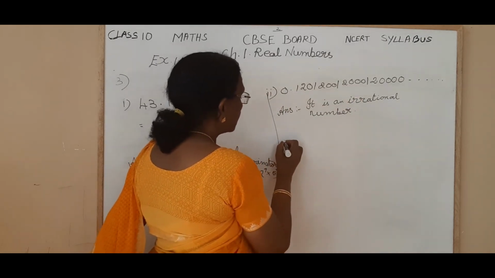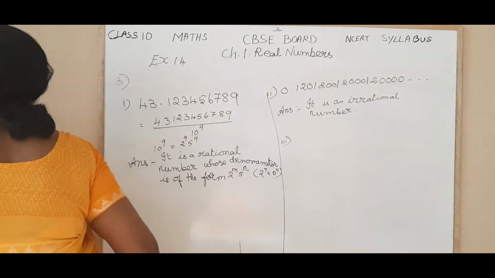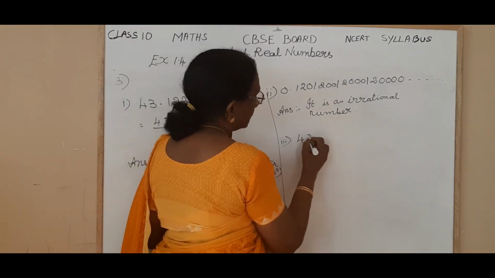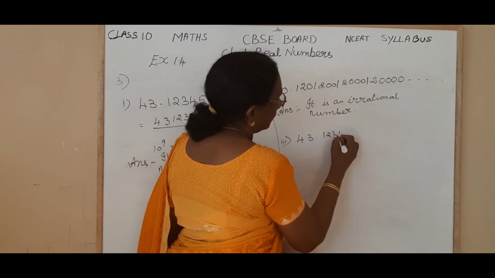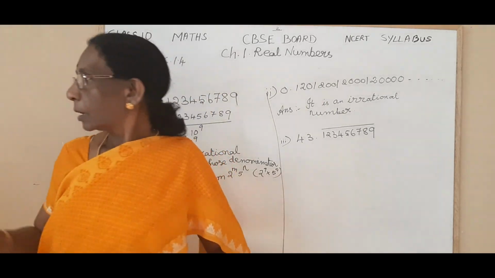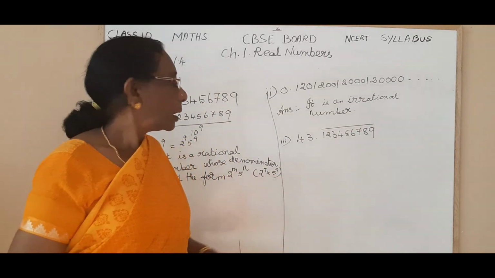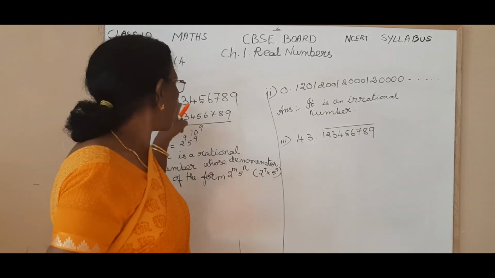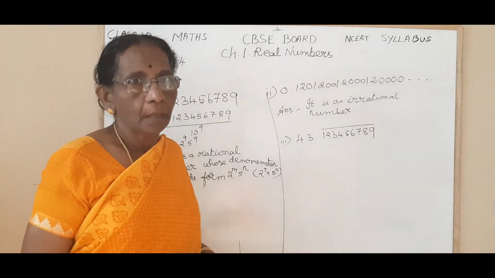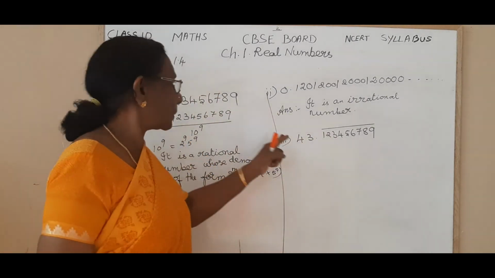Okay, now sum number 3 is 43.12345 with a bar. Okay, children, now see the decimal representation of this. See, both are same, but here no bar. Here we are writing with the bar, isn't it? So what is the difference between these two, sum number 1 and sum number 3?